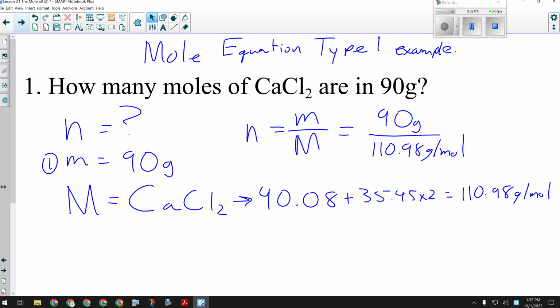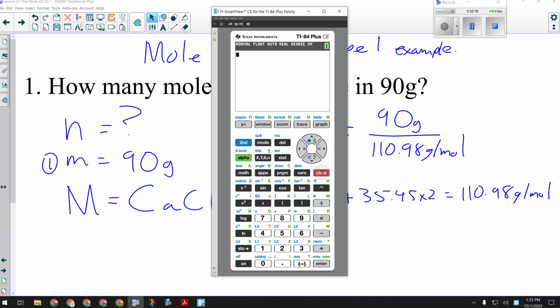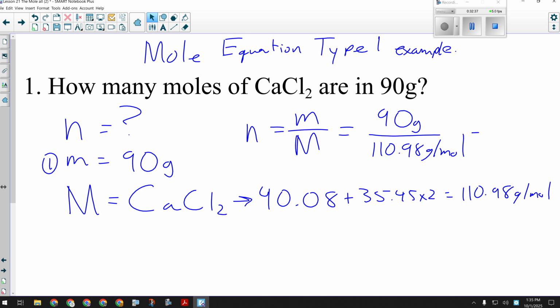What are my units going to be? I'm dividing grams by grams per mole. Moles, right, the grams are going to cancel, and I'm going to be left with moles, which is what I'm looking for, number of moles. Okay, so if I punch those numbers into my calculator, 90 divided by 110.98. Okay, that fits with what I thought. It is less than 1. I have less than a mole here. I have 0.81. 2 decimal places is good enough. 0.81 moles.